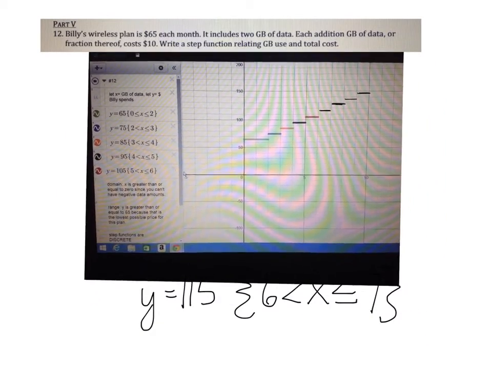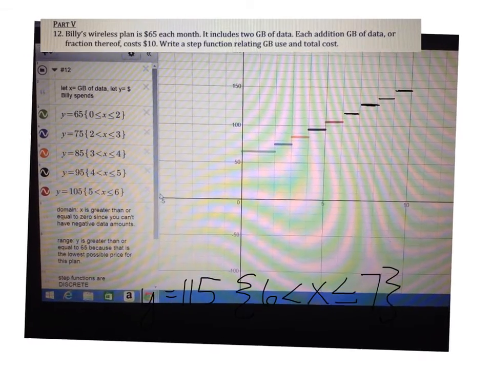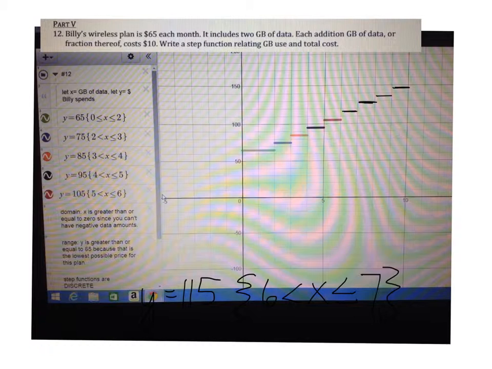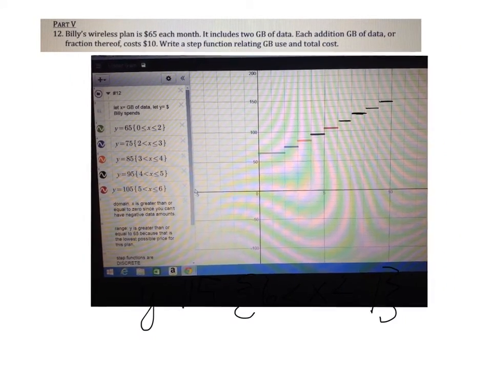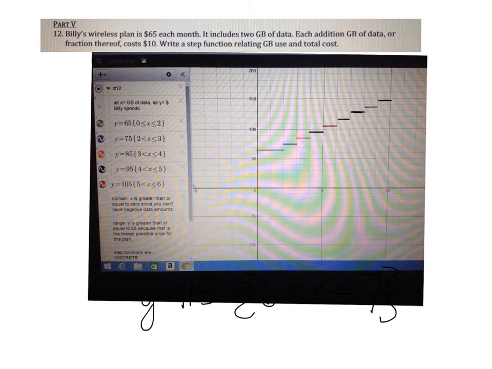The domain we said is x is greater than or equal to 0, since you can't have negative data amounts. And the range is y is greater than or equal to 65, because there's no way you could pay less than $65 for this cell phone plan, or Billy, whoever's buying it. Other things about this problem: it's discrete. Any step function is discrete. Any function that jumps like this is going to be discrete.